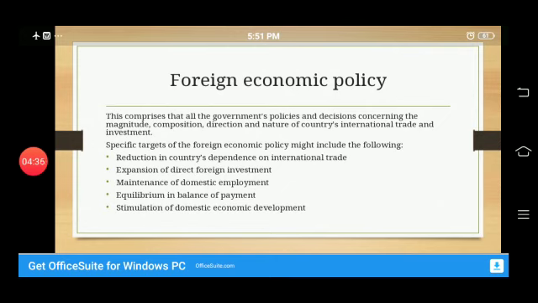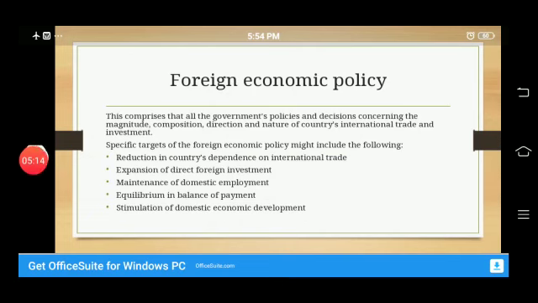Domestic employment should be attained through controlling imports of certain items and offering large inducements to foreign firms. Number four is to attain equilibrium in the balance of payment. To attain equilibrium in the balance of payment means that there should be equilibrium in the export and import of the country. And the last one is stimulation of domestic economic development, which means that it should stimulate domestic industry, that is, protect infant industries.